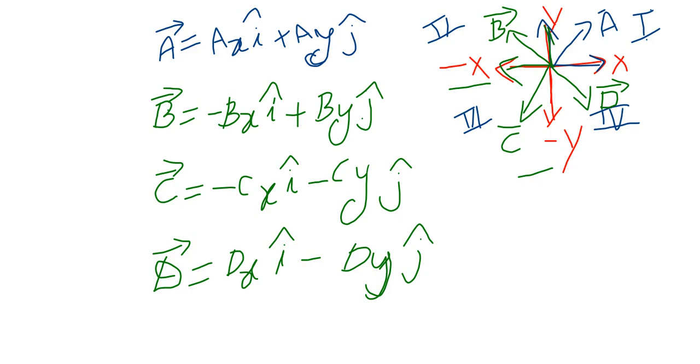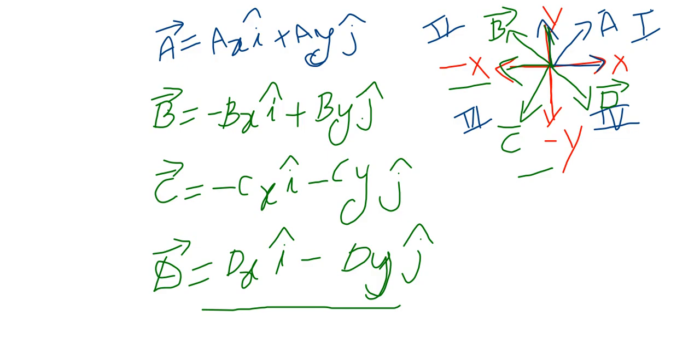In first quadrant, both x coordinate and y coordinate are positive. In second quadrant, x is negative, y is positive. In third quadrant, x and y components both are negative. In fourth quadrant, x component is positive, y component is negative. So we can write like this. This is important notation in writing vectors in different quadrants.